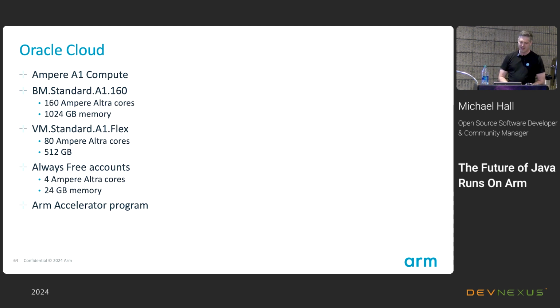They also have what they call the ARM Accelerator Program. If you're doing some work that exceeds these free tier resource limits and you want a little bit extra to help you get started, they do have this ARM Accelerator Program where they can get you some additional free resources. You just have to reach out to them and talk to them about what you're doing.